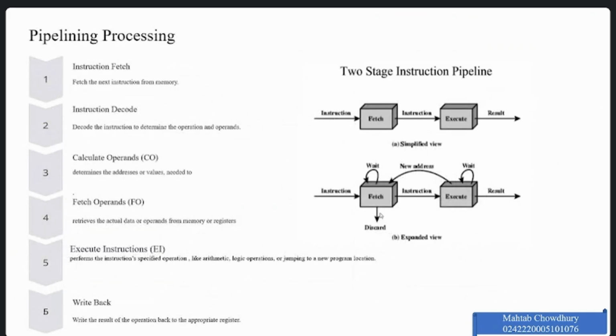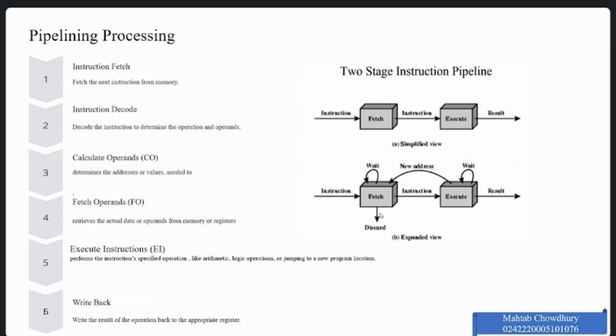Now, pipelining processing. Instruction fetch: fetch the next instruction from memory. Second, instruction decode: decode the instruction to determine the operation and operand. Calculate operand: determine the address or value needed. Fetch operand: fetch the actual data or operand from memory or register. Execute instruction: perform the instruction's specific operation, like arithmetic, logic operation, or jumping to a new program location.